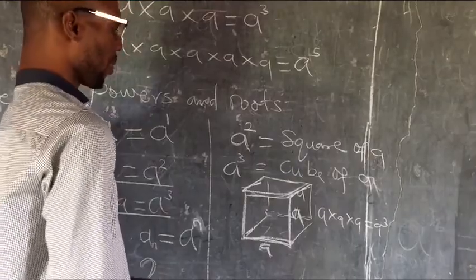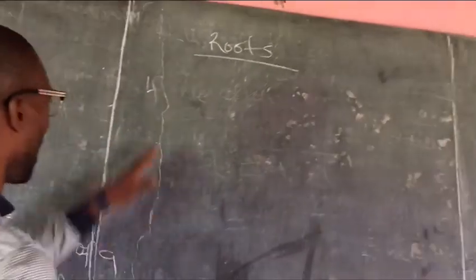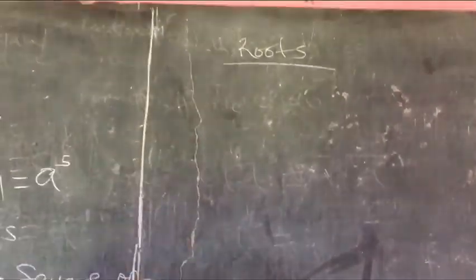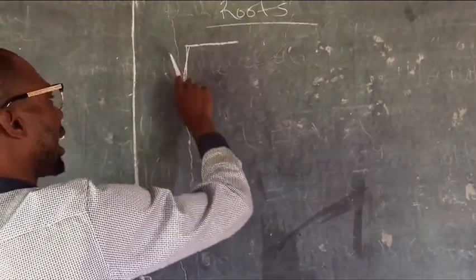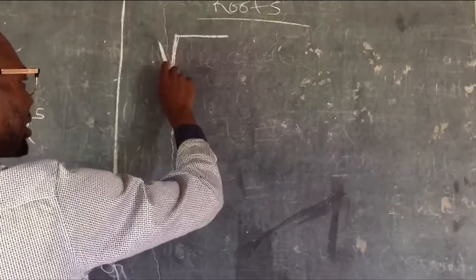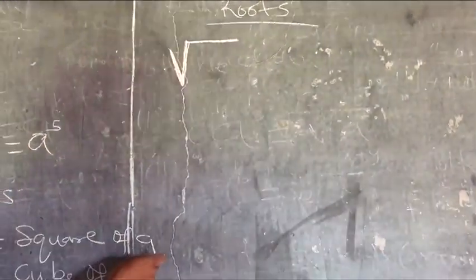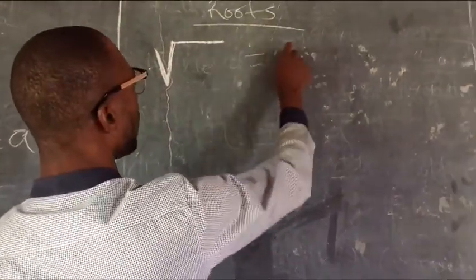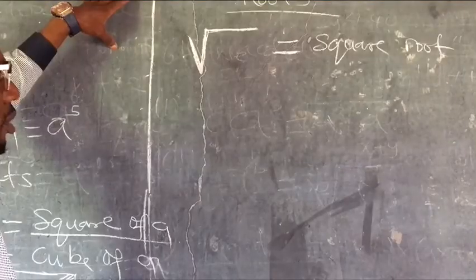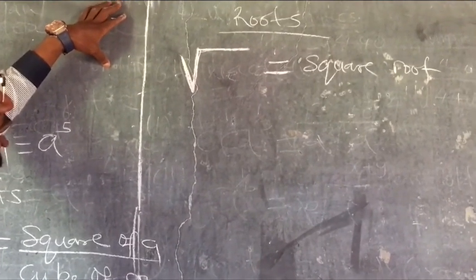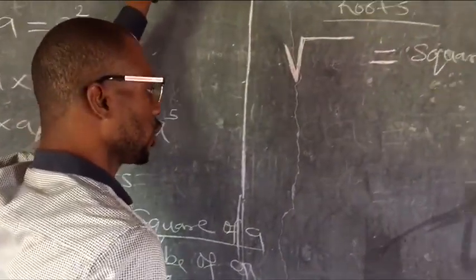When we talk about roots, we denote roots with this sign, like this, right? And the least root we have is the square root, right? The least root we have is the square root. Now, what is a root? Root is the opposite of power, or the opposite of how many times you raise a number.